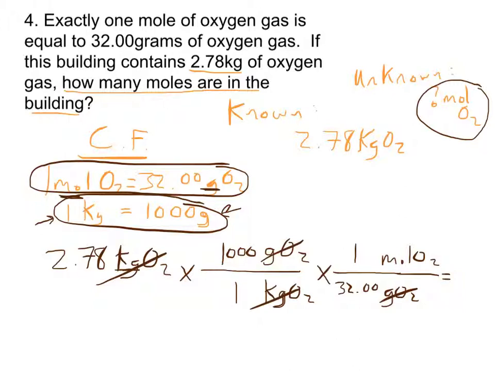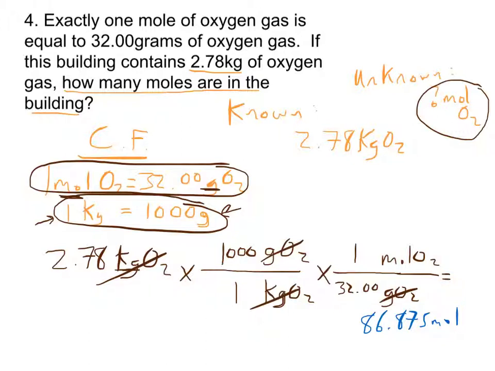In your calculator, if you start off with 2.78 kilograms of oxygen, you multiply it by the numerator 1,000, and then you divide it by 1, so you always divide the denominators. You multiply that answer, which is 2,780, by 1 in the numerator, which gives you the same answer, and then you divide it by 32. Your final answer comes out to be 86.875 moles.